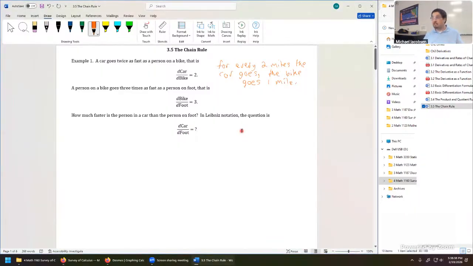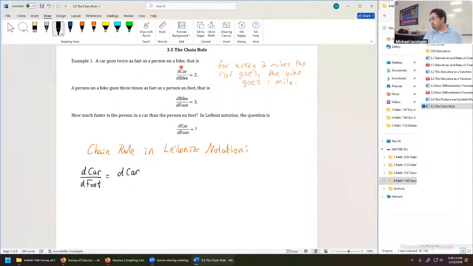Here's how we would put it together. Notice these are all derivatives in Leibniz notation. And what we're about to write down is the chain rule in Leibniz notation. Here's what it would look like. If we say the rate of change of the person in the car with respect to the person on foot, this could be re-represented as, first take, well, this one. We have to take the rate of change of the person in the car with respect to the person on the bike.